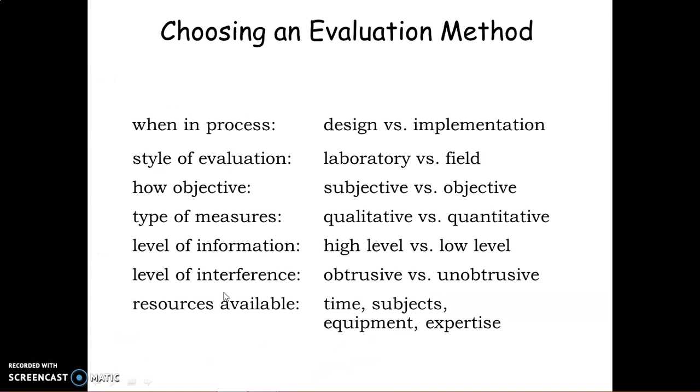Now let's see how to choose an evaluation method. It depends on when the evaluation is to be done, at the time of design or implementation; what the style of evaluation is, laboratory or field; what the objective is, subjective or objective; the measures involved; and what resources are available, maybe time, subjects, equipment or expertise; the level of information possible; and the level of interference. Considering all these different things, we need to make sure which particular evaluation method is to be used for evaluating a particular system.